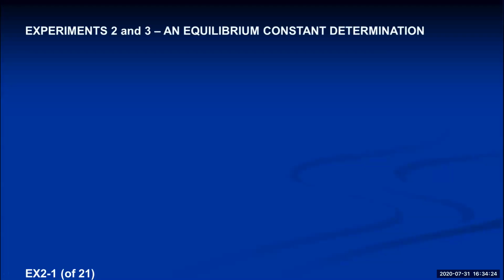For experiments 2 and 3, we're going to attempt to determine an equilibrium constant for the reaction between iron 3 ions and thiocyanate ions, which form the complex ion FeSCN2+. Now, we've discussed how you calculate an equilibrium constant. You have to determine the equilibrium molarities of all of the reactants and products that are in your reaction container.